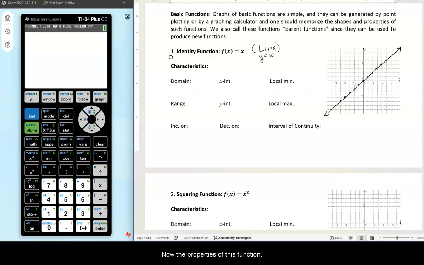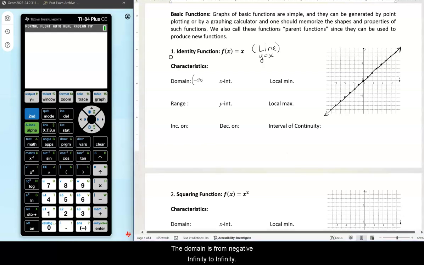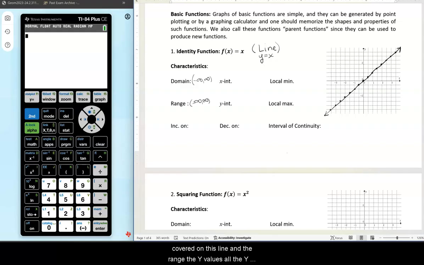Now the properties of this function are fairly straightforward. The domain is from negative infinity to infinity. The range is from negative infinity to infinity. And what that means is that all of the x values are covered on this line. And the range, the y values, all the y values are covered on this line. The function increases from left to right its entire domain, and it does not decrease.